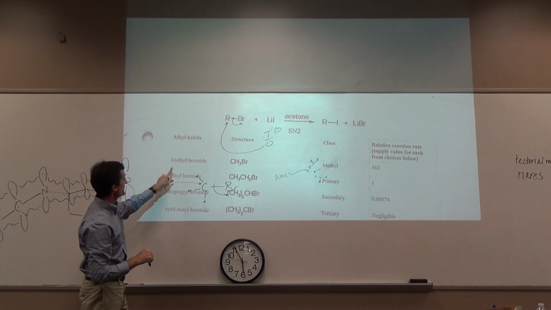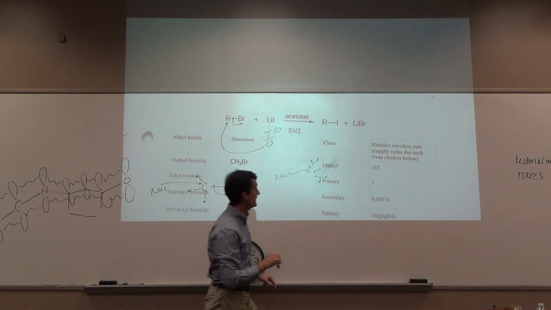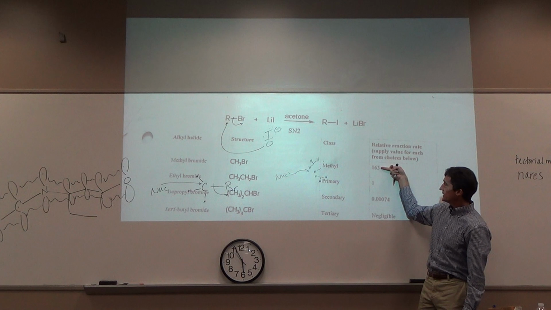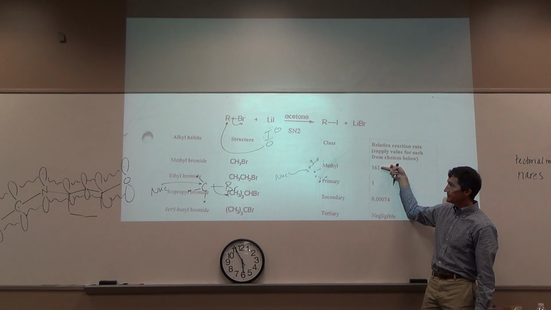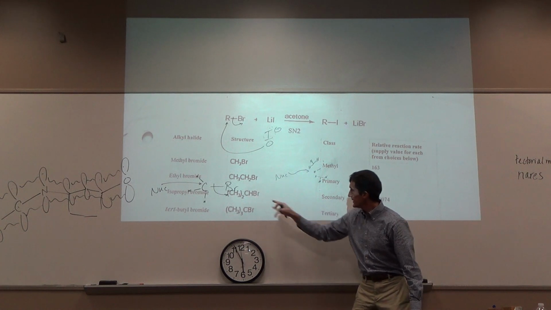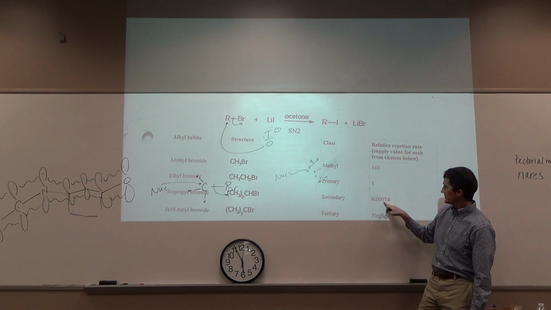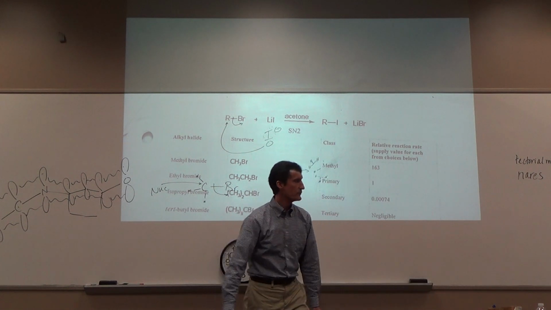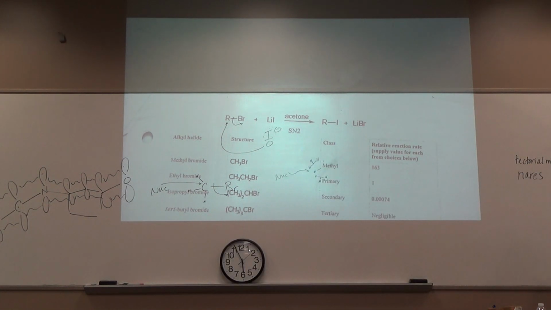Here are your rates. Ethyl bromide is given a rate of 1. Methyl bromide is 163 times faster. From here, you go to the secondary. You see how much slower it gets compared to that one? And then that one's negligible. So those are some exact rates of that particular reaction.